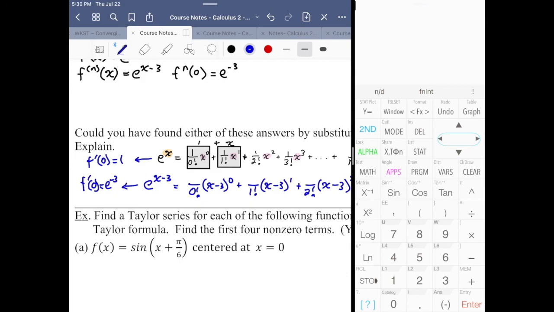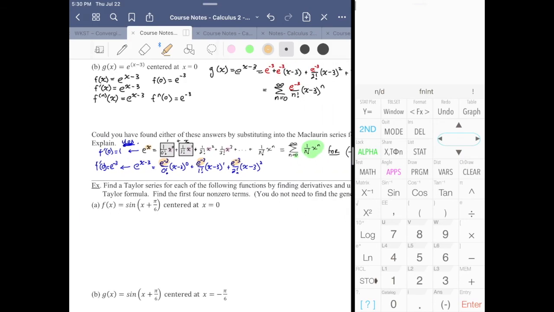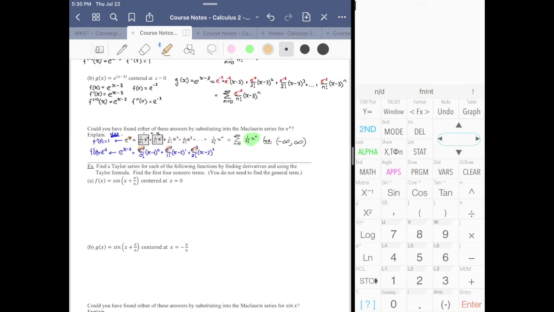If I can transform all of these 1s to e's, that would be even nicer, but not the case. So the answer is yes. It would just take a little doing and a couple of mental steps. All right.